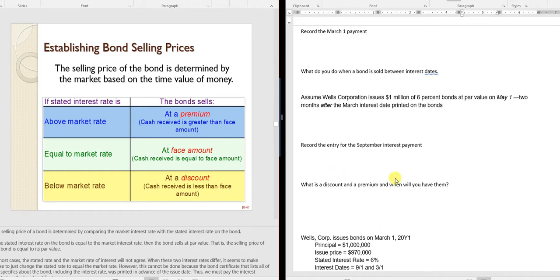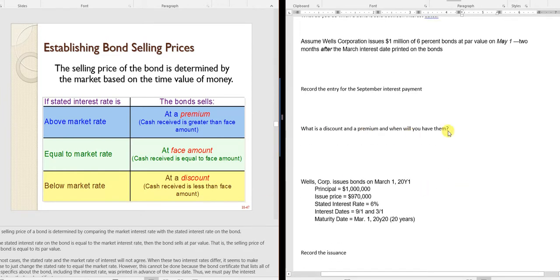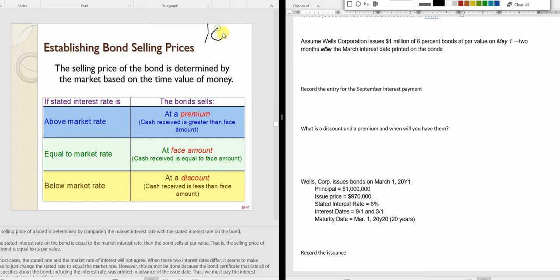All right, now we're going to talk about what is a discount or premium. So we talked a little bit about that. Sometimes I think about this like in a discount store. Let's go down here. Always know that equal to market rate is face value. But if it's below market rate, the bonds are not as appealing. So let's say the market rate's 10%. If the bonds pay 8%, who wants an 8% bond when you can buy something for 10%? The answer is no one.